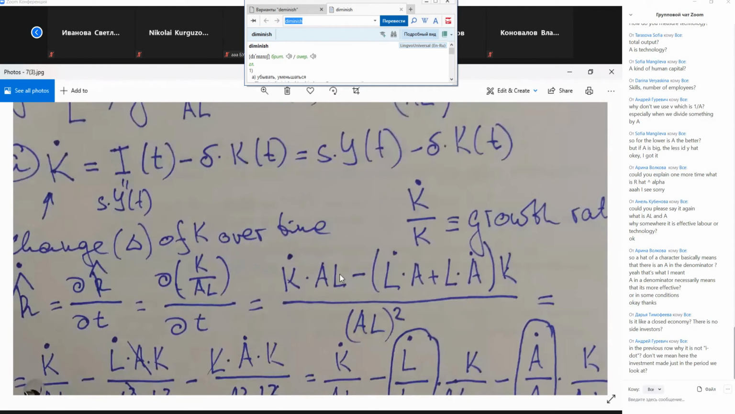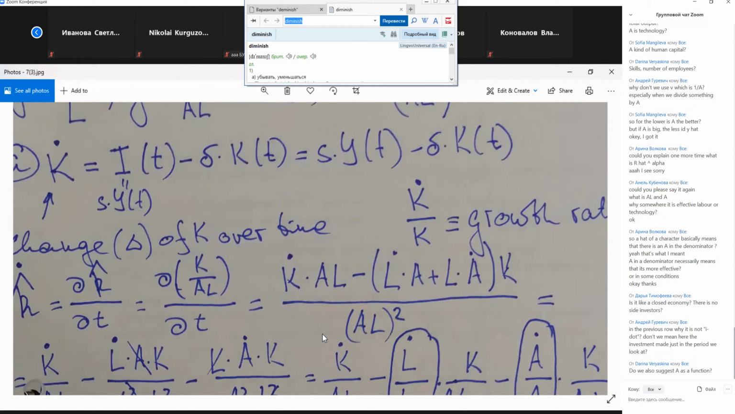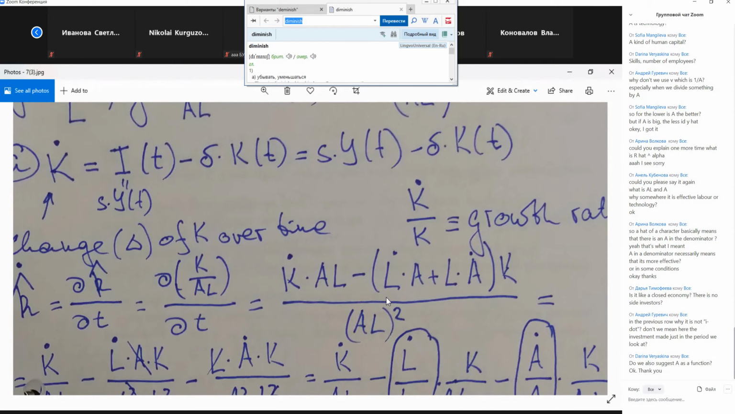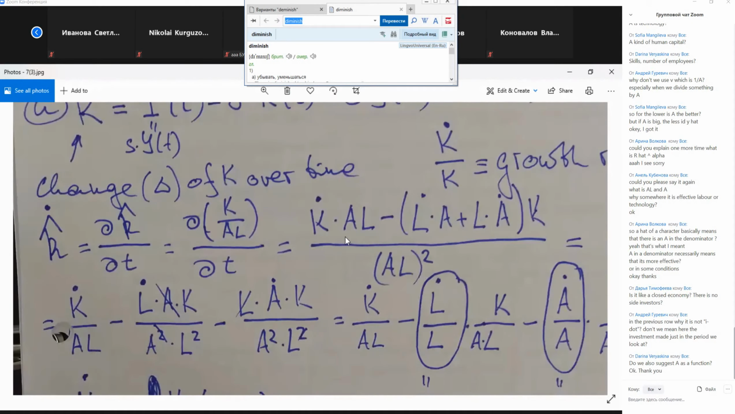Right, and then we can just start simplifying this equation. A depends on time, so A changes over time, and we know that it grows at the rate g. The task tells us that A is a time-changing factor. We can't say it's a function of something. We don't know how it grows, so it's exogenously given to us. We just take it as it is.